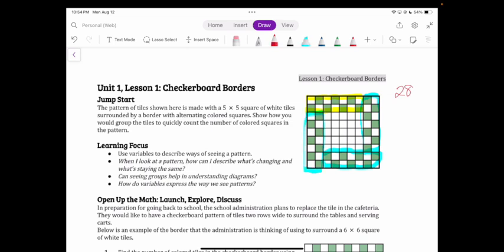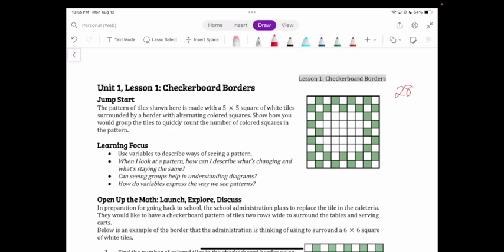So how many are in each group? 1, 2, 3, 4, 5, 6, 7. And again, there's 4 groups. There is a way to do it where you're looking at 7 groups of 4. There were some people that discovered this today, and that would be looking at groups of 4 like this, all the way around. And they found that there were 7 groups of 4.